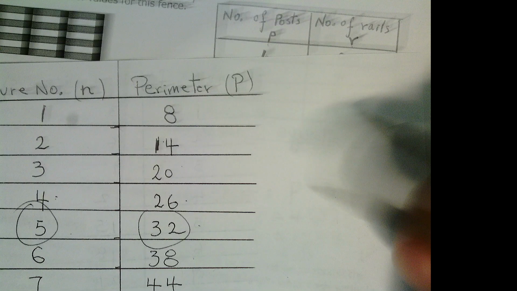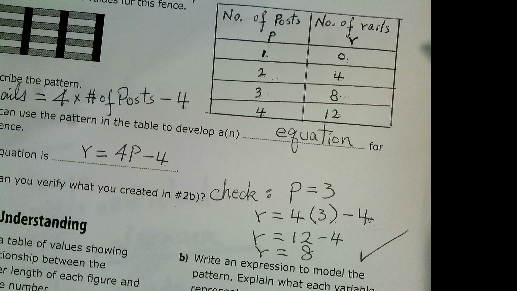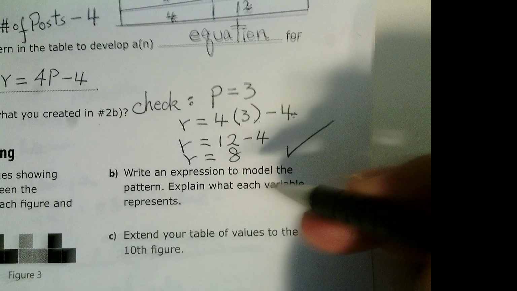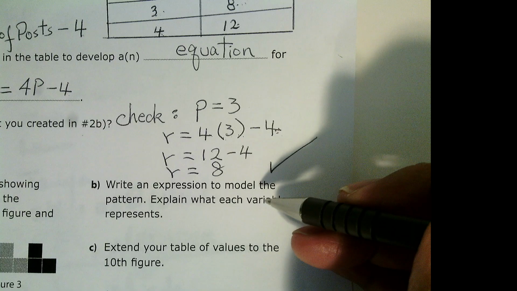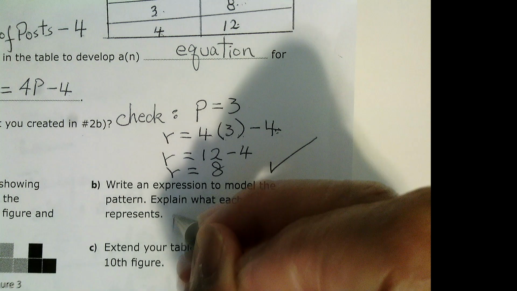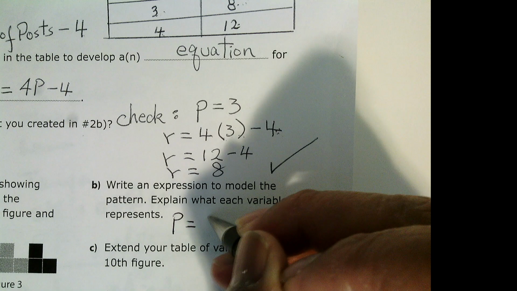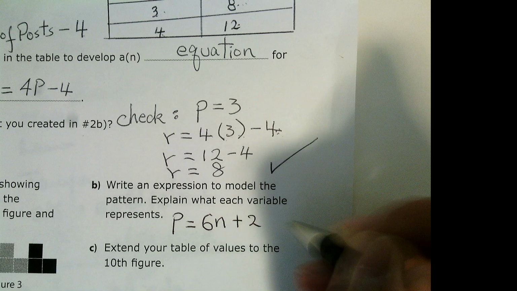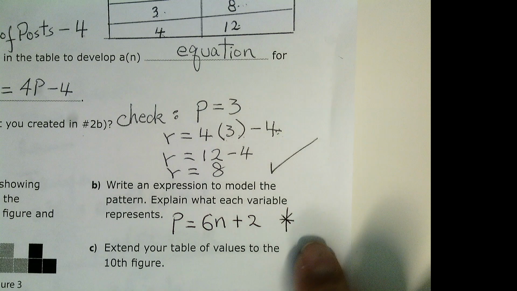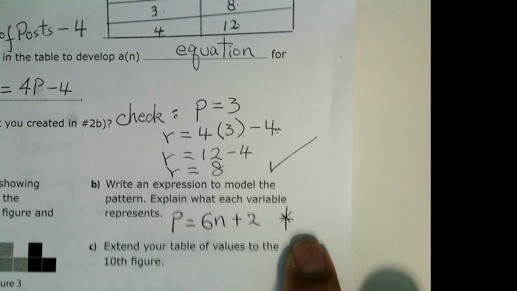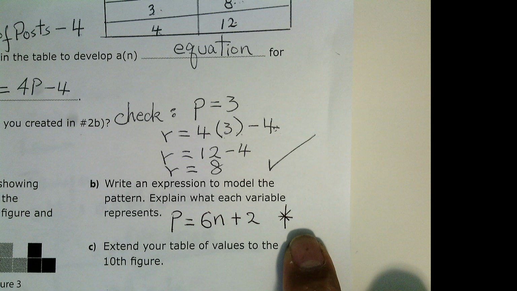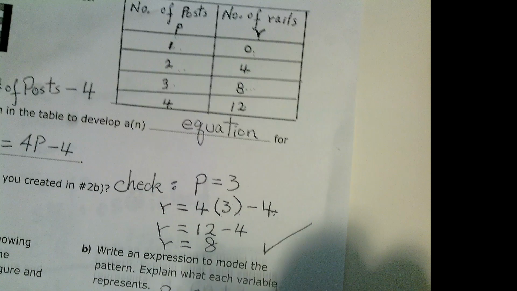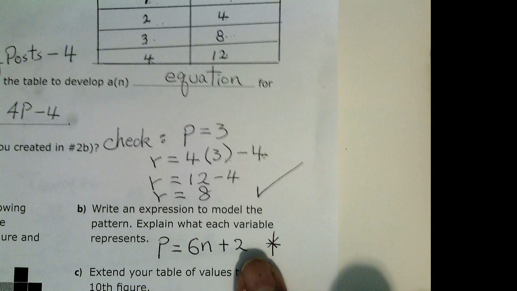So for the B part, they want you to write an expression, which means write an equation. I can just write down what I noticed: the perimeter is always equal to 6 times the diagram number plus 2. That remains the most challenging part of all the questions. So you are creating a formula to generalize the situation.